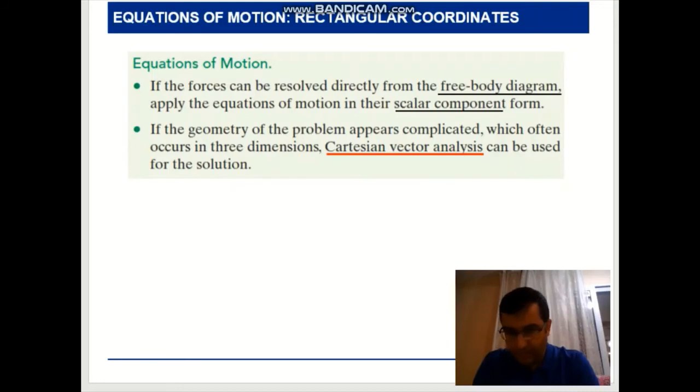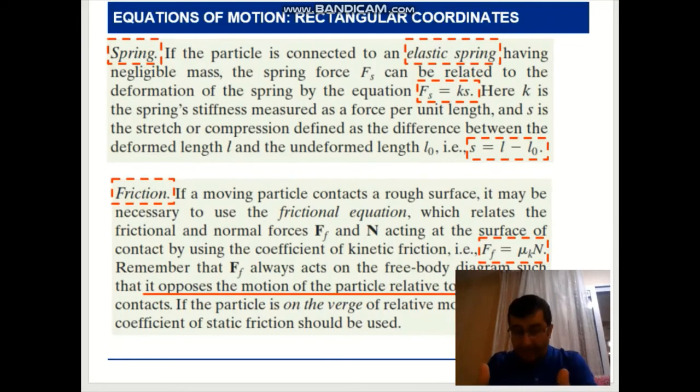So we are just writing down the equation of motion, like total Fx i plus total Fy j plus total Fz k is equal to max i plus may j plus maz k. This is the equation of motion.